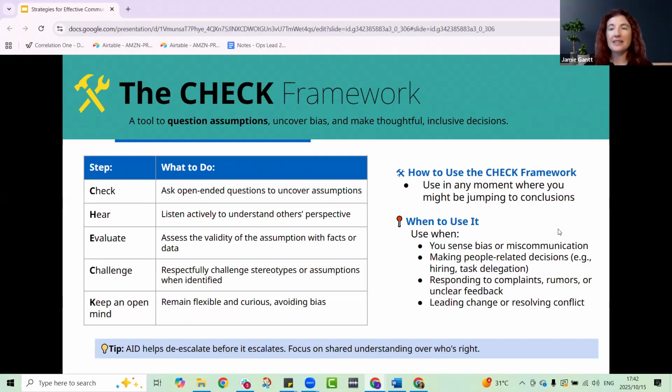So if I'm sitting here as the leader thinking, this person is always making errors, they clearly don't know what they're doing. So now challenge that, right? Check yourself. Is that true or am I making an assumption? And then be flexible and curious so that way you can avoid bias.